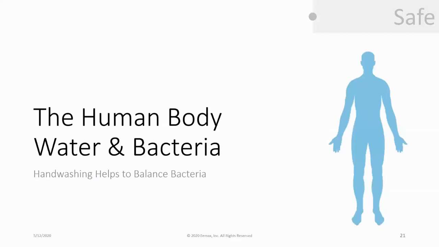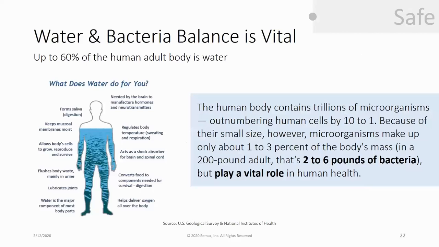So what does water do to the body? The body's made up of water and bacteria. You've got to have the right balance. The human body is 60% water, and water plays a ton of roles in our body, from digestion to saliva to joint operation, body temperature regulation. It's extremely important to supply our body with the water.